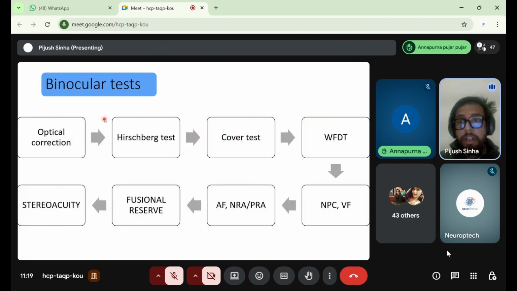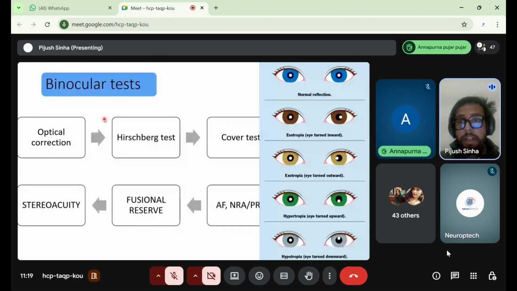The Hirschberg corneal reflex test is a very important one. It is not giving you the dioptrical value differences or measurement of the eye deviation, but it is giving you a subtle misalignment of the eye. What you need to do is use a torch light, put the light on this part, and you will see two light reflexes in the center of the pupil. So you need to see the position of these two light reflexes on the cornea and pupil.